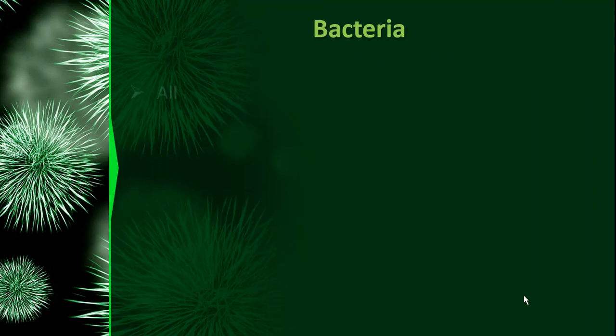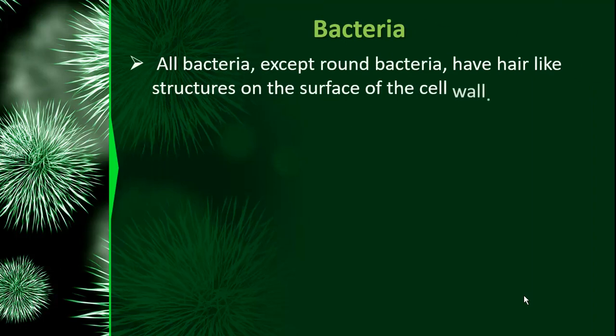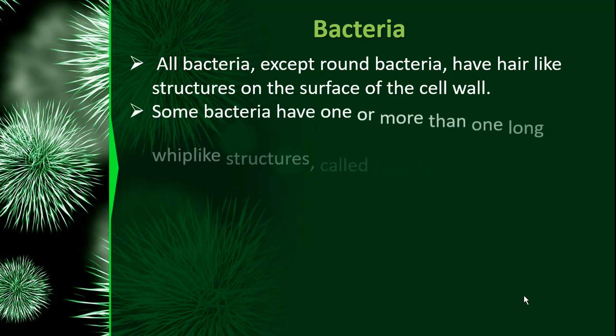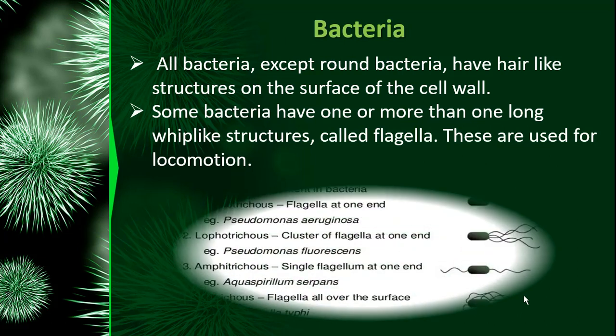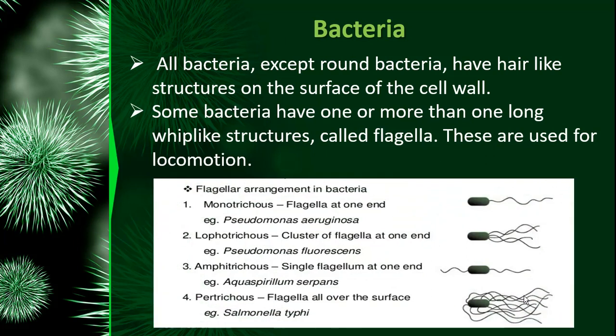Now, all the bacteria except round bacteria, that is coccus के अलावा जितने भी bacteria होते हैं, they have hair-like structures on the surface of the cell wall. Some bacteria have one or more than one long wave-like structures, and these structures are known as flagella. These are used for locomotion, that is for movement. Now, in the picture, you can see the flagellar arrangement in bacteria and what different types of bacteria are known as.